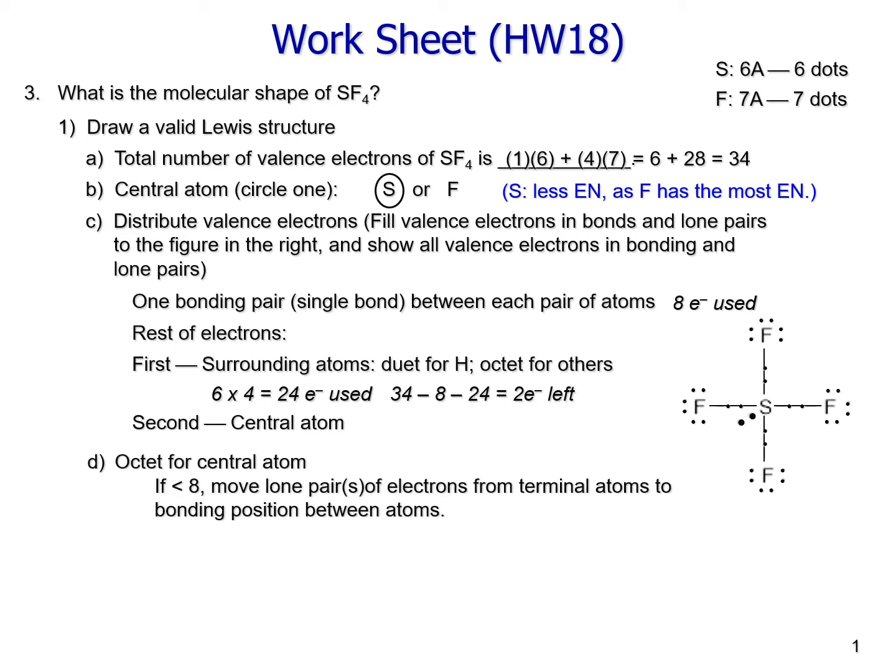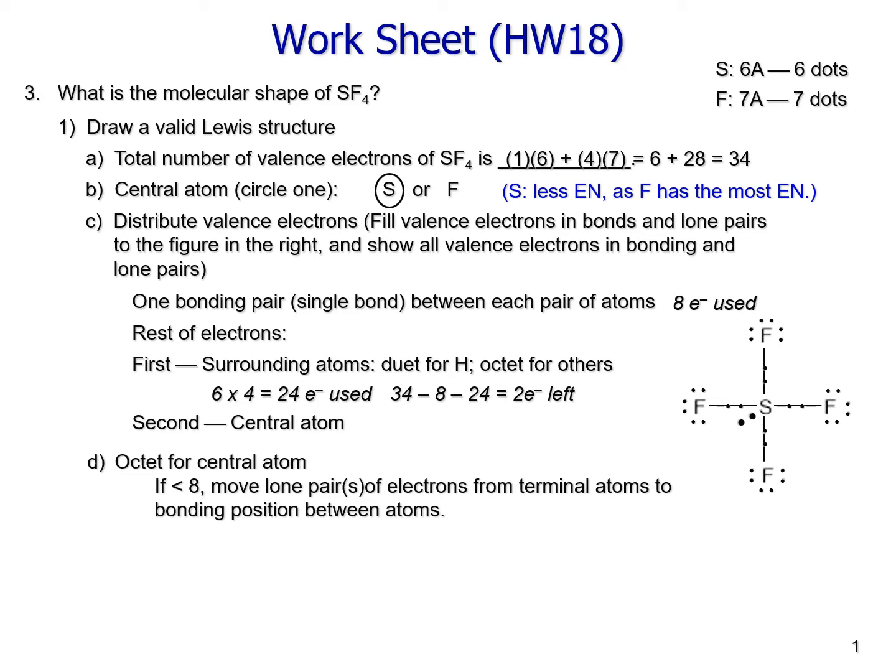As the last step, in order to take care of the octet of a central atom, we understand that if there are less than 8 electrons on the central atom, we have to move a lone pair of electrons from the terminal atom to the bonding position. That means we're going to introduce a double bond, sometimes even a triple bond if we have to. We had that in our example for writing Lewis structures for molecules like carbon monoxide or cyanide.